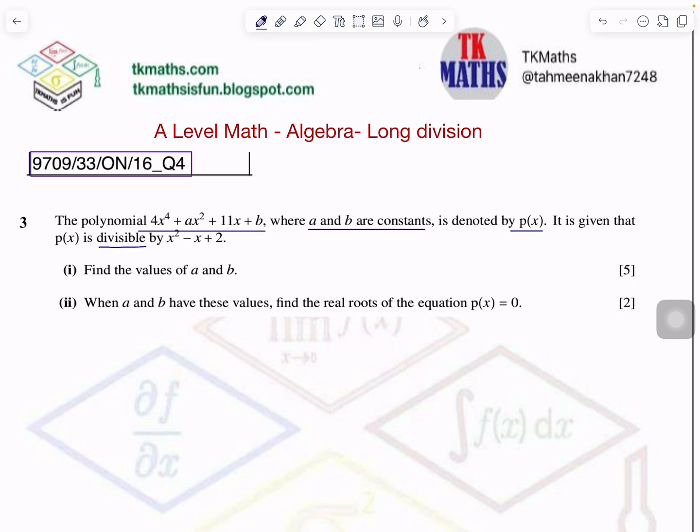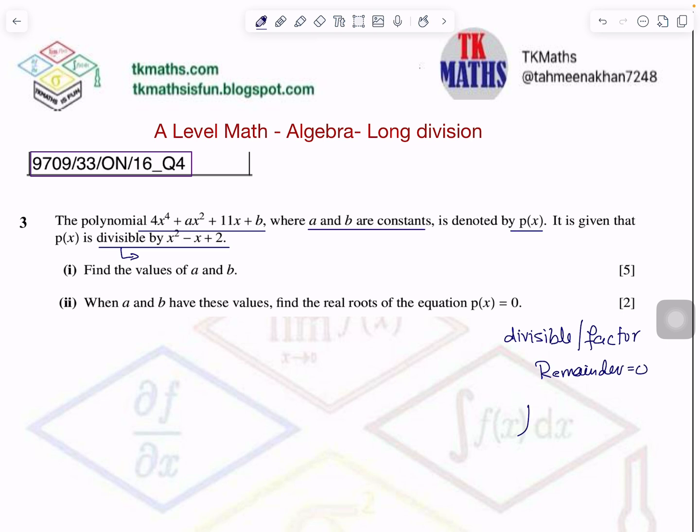It is divisible by this number. The number one hint, when the word divisible or factor comes, I'm writing here divisible or factor. That simply means the remainder will be 0. Now this is the key, very important concept which will be applied here. It means remainder should be 0.